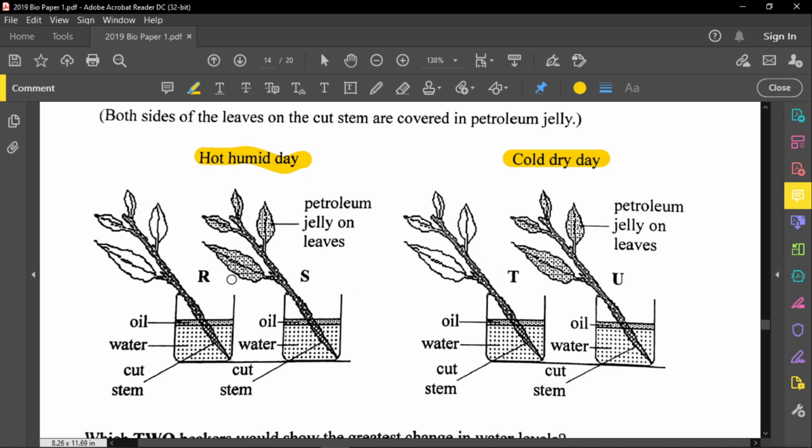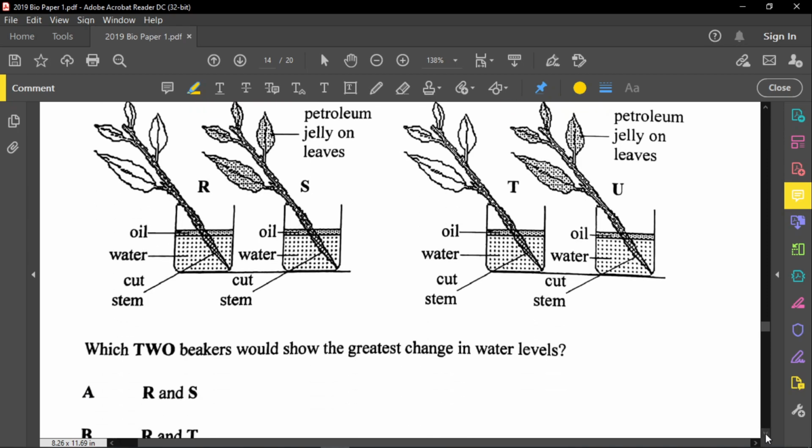But let's make some note right here. The oil is used here for a reason, which is to prevent evaporation of water from the beaker, and so therefore any water that is lost from the beaker must go through the plant. Okay, so the purpose of the oil is to prevent evaporation of water from the container or from the beaker, and so therefore water can only be lost through the plant. Okay, all right, so now let's go to the question.